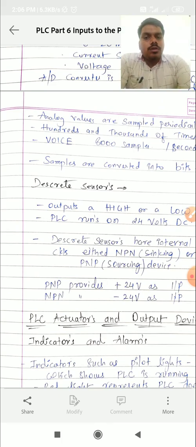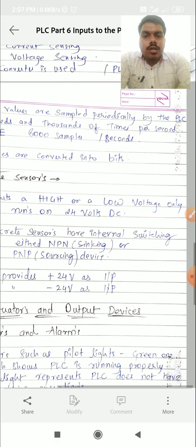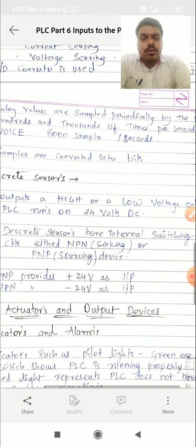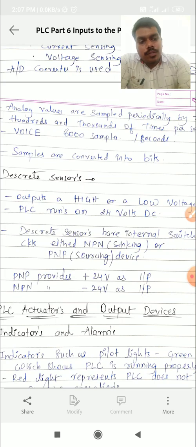As I have explained, in analog it is sensing in terms of current and voltage, right? But in discrete it is either high or low. It outputs a high or a low voltage only, in terms of voltage or current. As we know, the PLC runs on 24 volt DC.